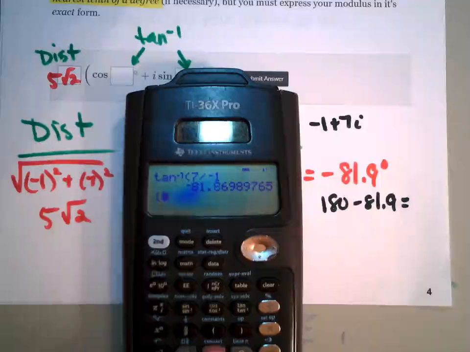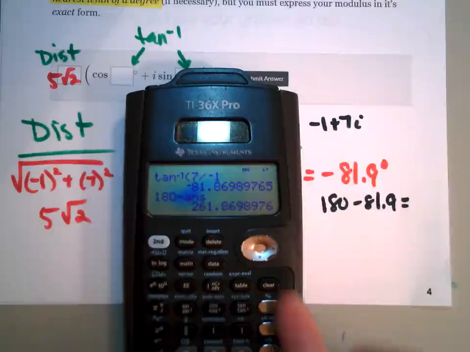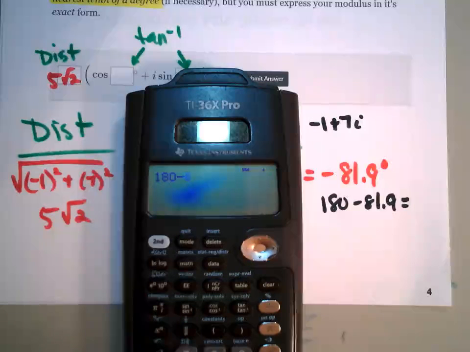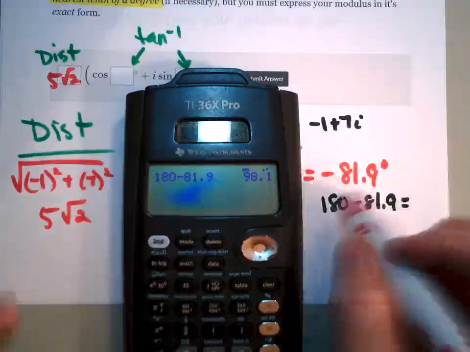So we'll take 180 and take away that answer, which is going to give us 261 degrees. Actually, that's too big. I used negative twice on that. So let me start that over. 180 take away 81.9, and that's going to be 98.1 degrees. That's the correct one right there. That 261 was too big. I used a double negative.